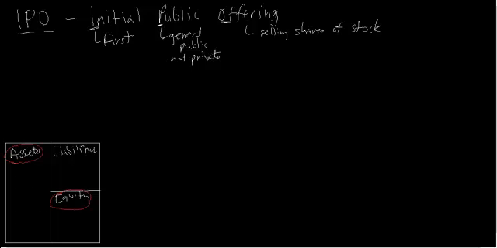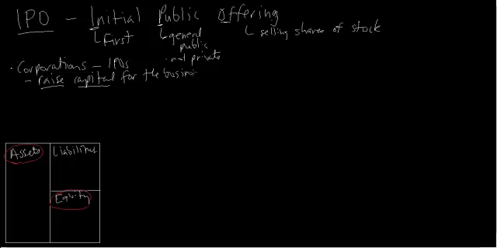And here's why. When an IPO happens, essentially what the company is doing, and by the way, IPOs are really only done by corporations. Corporations do IPOs, okay? And real quick, the primary reason to do an IPO is to raise capital. There are some other reasons, which we will get into here in a few minutes, but the primary reason to do an IPO is to raise capital for the business.